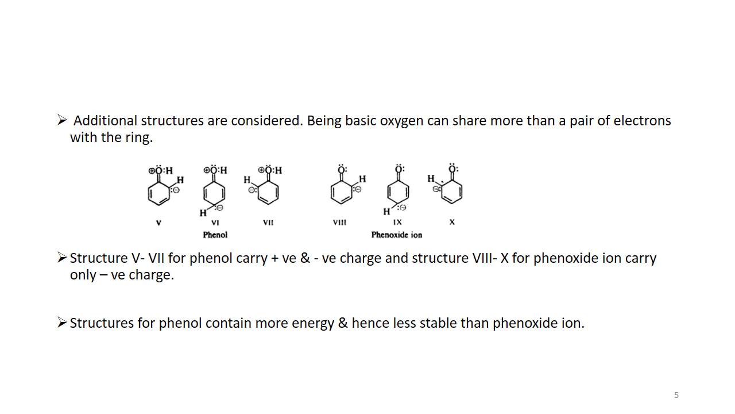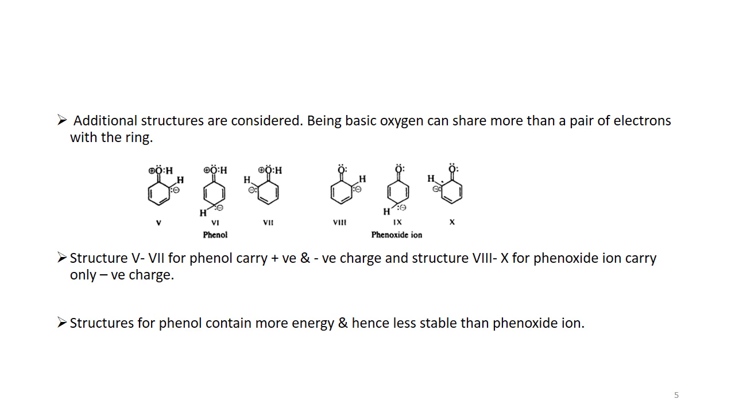But besides these Kekulé structures for phenol and phenoxide ion, two structures each, we have to consider some additional structures. We know that oxygen has the tendency to share more than one pair of electrons with the benzene ring. That means it can exert its resonance effect. When the oxygen shares one more pair of electrons with the benzene ring, the negative charge will be distributed at the ortho positions and para position. As a result, we can draw 3 more structures, and in those structures there is a positive charge on the oxygen and a negative charge at the ortho positions and the para position of the benzene ring. So the structure of phenol is a hybrid of 5 different structures.